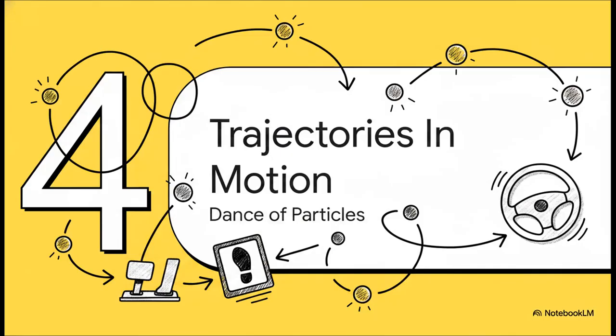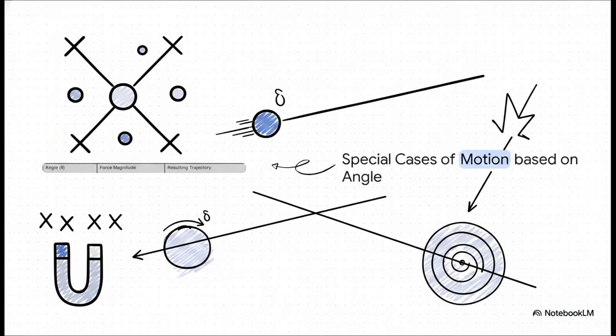All right, Section 4, trajectories in motion, the dance of particles. When you combine the gas pedal and the steering wheel, you get a highly choreographed dance. And this brilliantly illustrates the special cases of motion purely based on the angle, theta. Theta is simply the angle between the particle's velocity and the magnetic field. That single angle dictates the entire resulting trajectory. Let's see how this math forces reality into some very specific shapes.